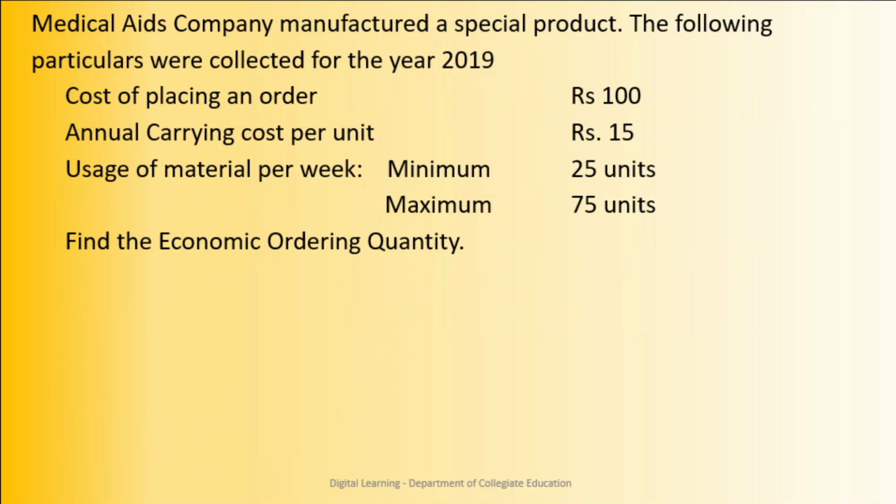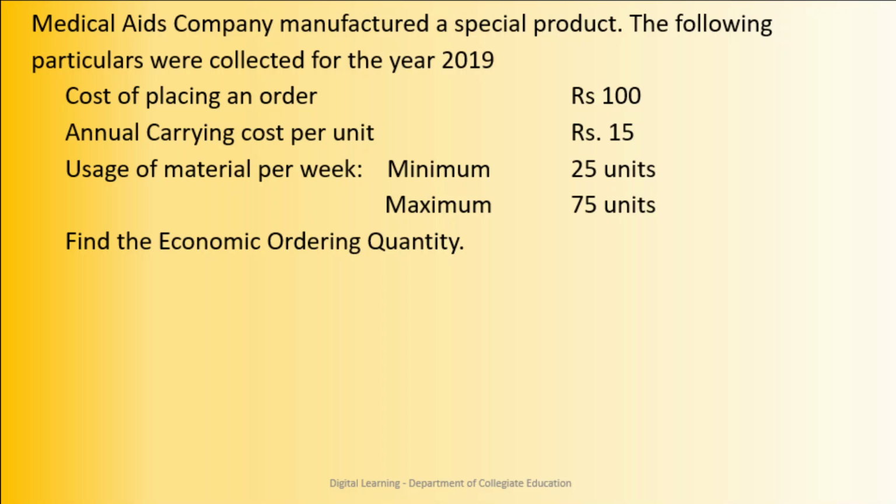The next problem. A medical aids company manufactured a special product. The following particulars were collected for the year 2019. Details given are: cost of placing an order rupees 100, annual carrying cost per unit rupees 15, usage of material per week minimum 25 units, maximum 75 units. Find the economic ordering quantity.